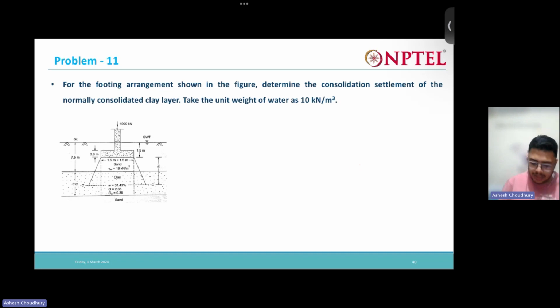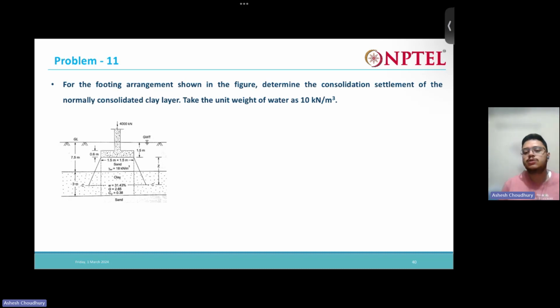This is the last problem for today. Let us come to this problem 11. For the footing arrangement shown in the figure, determine the consolidation settlement of the normally consolidated clay layer. Unit weight is given. So see, we have a sand layer. Below that we have a clay layer. Again we have a sand layer.